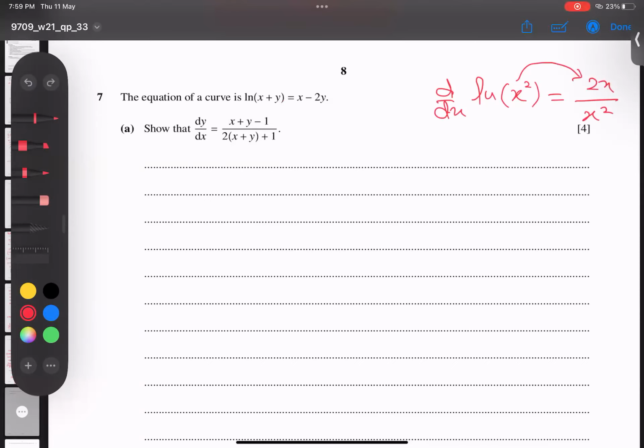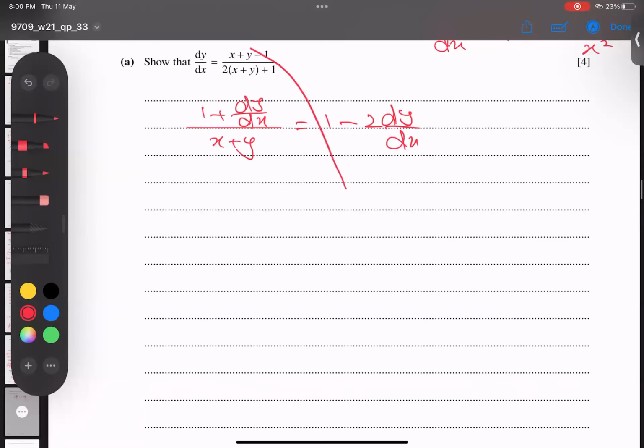So the same I'm going to do now. What is the logarithm of x plus y? So x plus y will go in the denominator, and in the numerator the differentiation of the bracket value. So x is 1 and y becomes dy over dx. What is the right side? x has a 1 and 2y becomes 2 dy over dx.